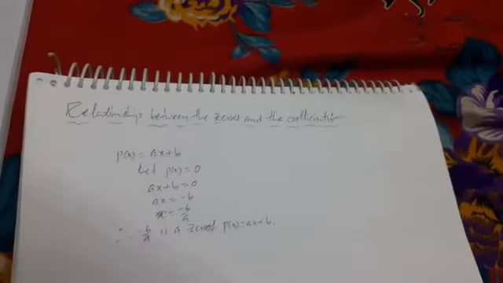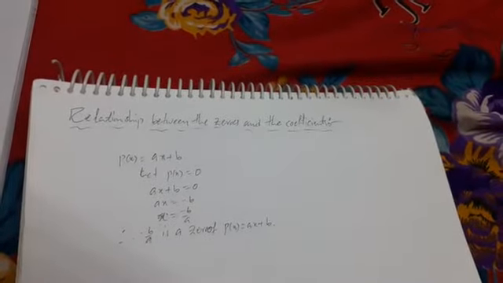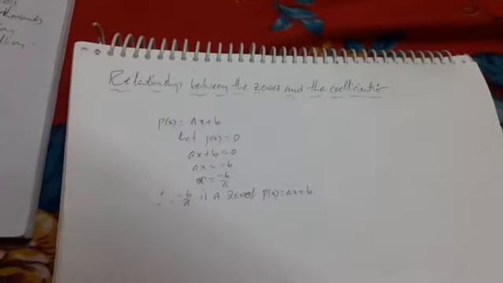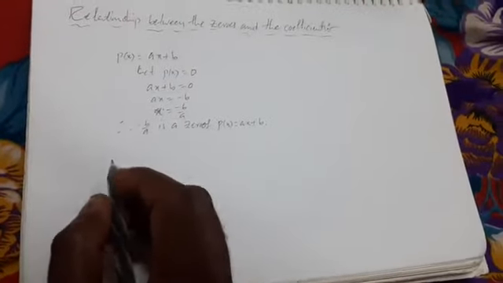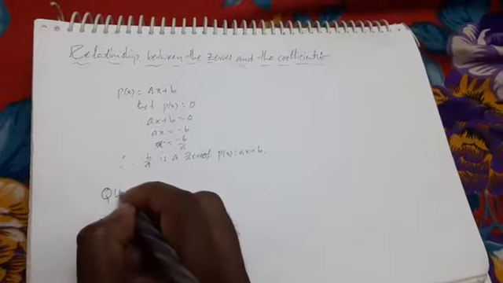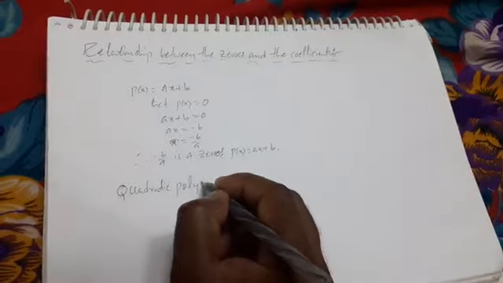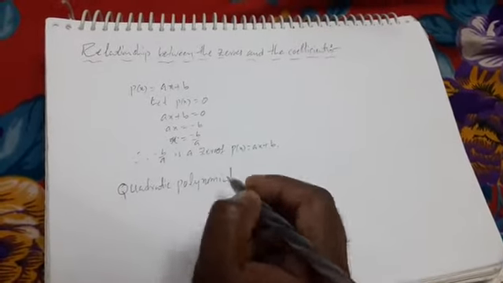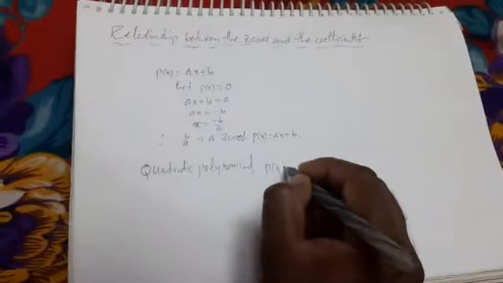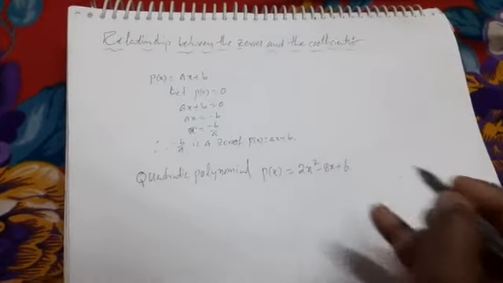We will now try to explore the relationship between zeros and coefficients of a quadratic polynomial. Let us take the quadratic polynomial p of x is equal to 2x square minus 8x plus 6.